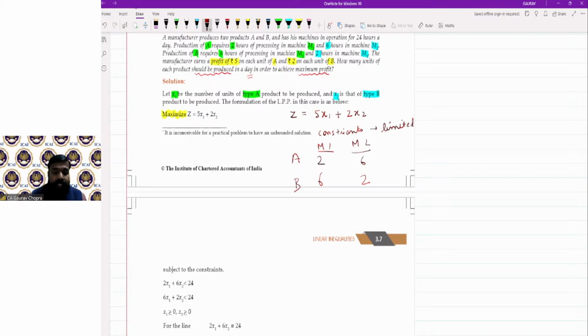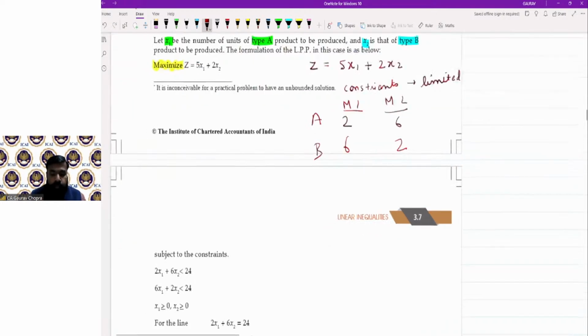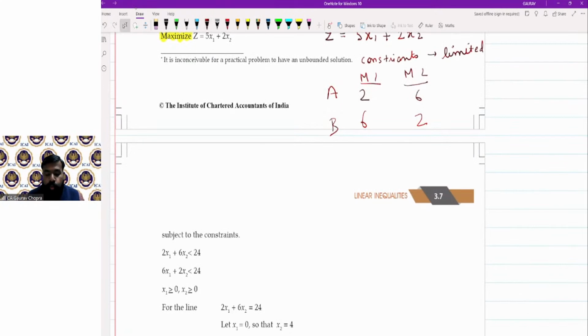तो इससे हम inequality बनाते हैं. So let's form the inequality. So 2 hours for X1 plus 6 hours for X2 and total time is less than, or we can also put equal to as well, less than or equal to 24. Second situation will be 6x1 plus 2x2 less than or equal to 24.